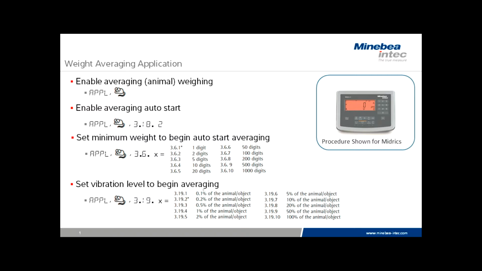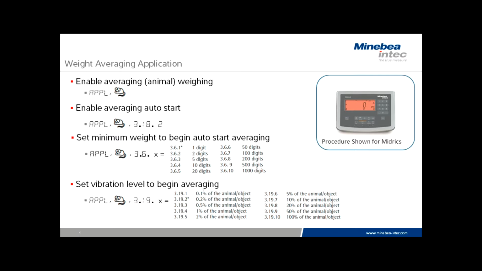Finally, we need to define acceptable vibration levels. It is important that excessive vibrations outside of the normal range are ignored in the final result. The range is input as a percentage of sample weight. If the sample, for example, weighs 1,000 grams and the range is set to 5%, any 3 consecutive weights that are not within 5%, or in this case 50 grams of each other, will disable the averaging function or halt the averaging function if already in progress.